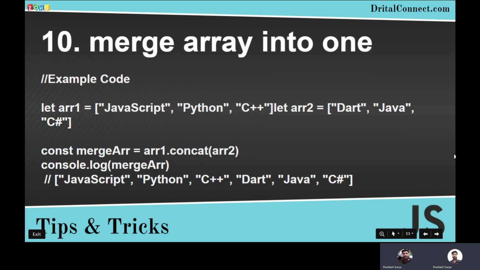Now, merge arrays into one. Let's suppose you have two arrays: array1 equal to JavaScript, Python, C Sharp, and array2 equal to Dart, Java, and C Sharp. Now you want to merge both arrays. So mergedArray equal to array1.concat(array2). You will get the merged array as JavaScript, Python, C Sharp, Dart, Java, and C Sharp. So array1 dot concat, and you pass array2. You will get a new array in mergedArray.